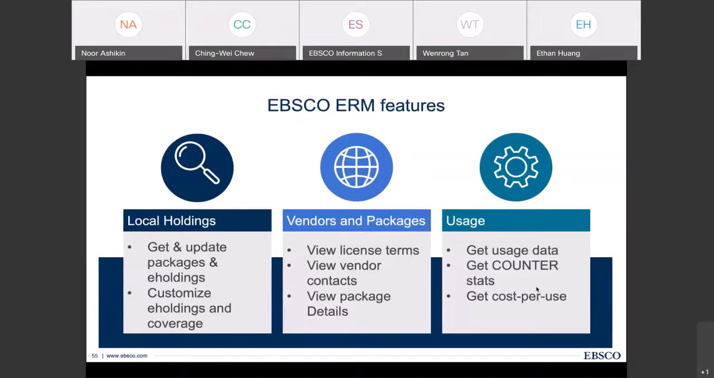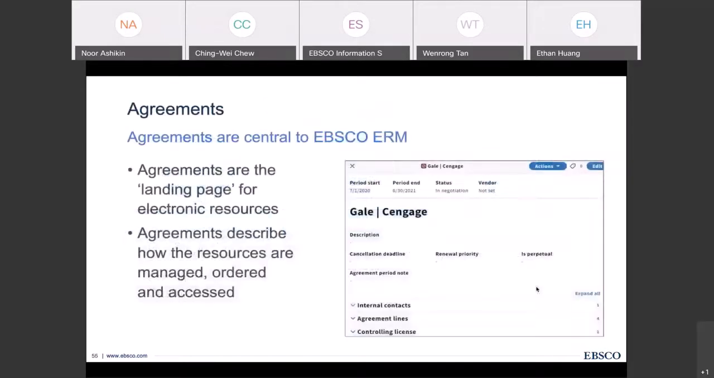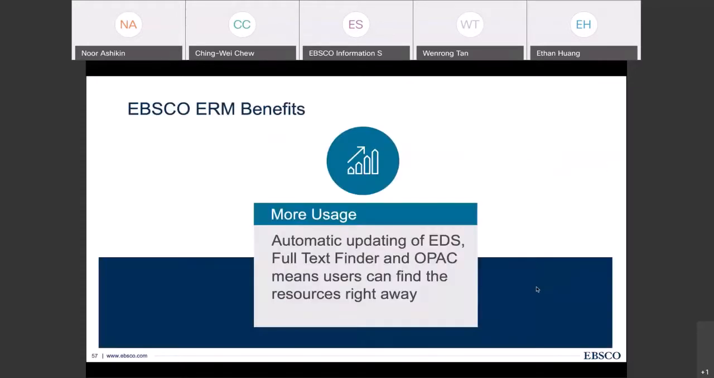You may use the vendor and packages to view license terms, the vendor context, packages details, and with regards to usage, you may get COUNTER statistics as well as cost per use. Some example screenshots where the agreements are central to EBSCO ERM. You can manage the agreements from FOLIO. And when it comes to usage, automatic updates of EDS, and that means users can find the resources straight away.